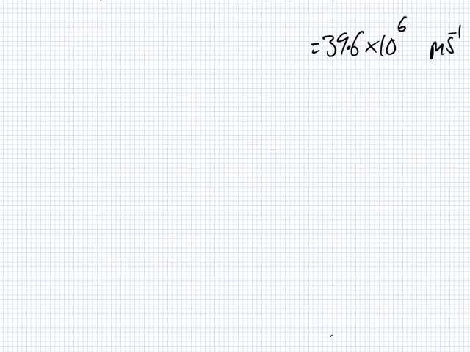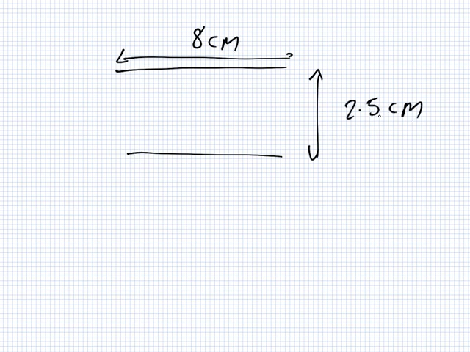Determine the resultant velocity of the electron. We did that. The electron enters the electric field between two parallel plates, 8 centimeters long and 2.5 centimeters apart, with a potential of 130 volts between them. The electron is traveling parallel to the plate as it enters, and the speed is still the same, 39.6 times 10 to the 6 meters per second, which is what I got a moment ago.